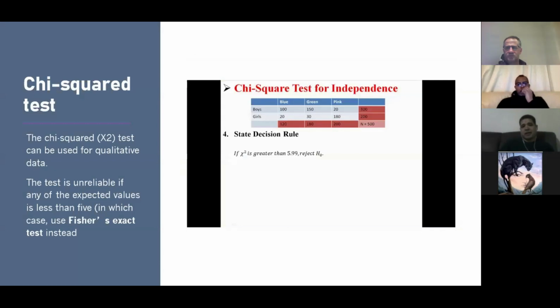Chi-square test. This is if you are testing for qualitative data. The test is unreliable if any expected value is less than 5. So in this scenario, you'll have to use a Fisher exact test. But in the chi-square test, we can examine, like, boys and girls, and the color of eyes, blue, green, pink. So you have more than one variable, and that's the chi-square test.